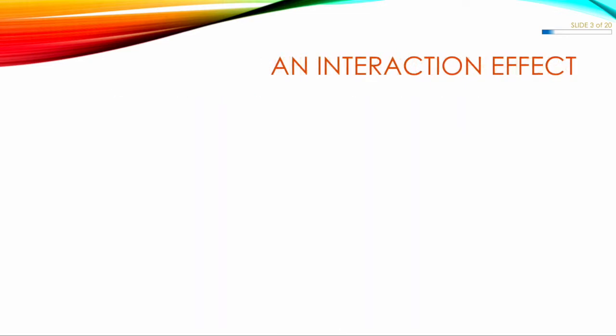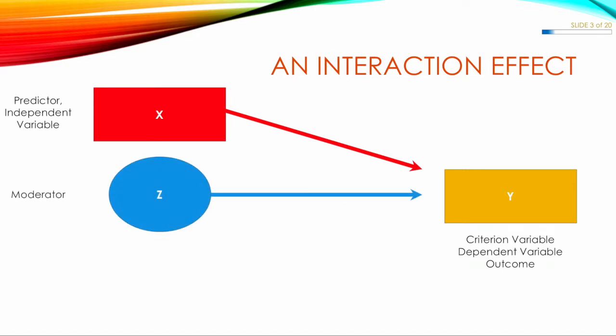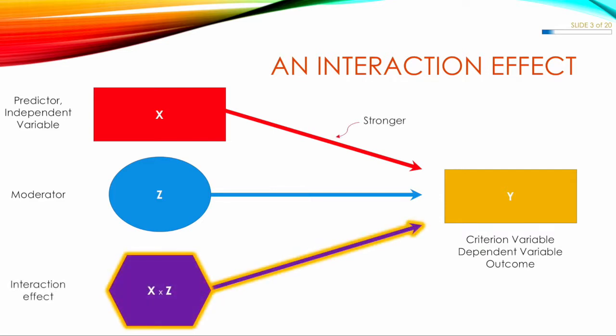Now here's another way to look at it. Although we may know that a predictor has a relationship with an outcome variable, so does the moderator. In fact, the presence of the moderator may strengthen the relationship between the predictor and the outcome variable. Now, if that's the case, then the moderator interacts with the predictor to have an effect on the outcome variable. And in statistics, this is commonly known as an interaction effect, and we can test for it.